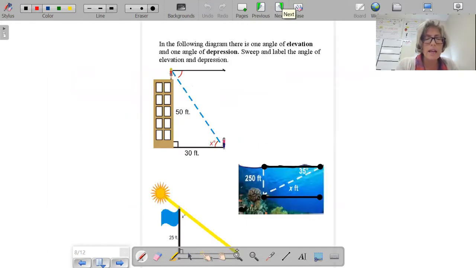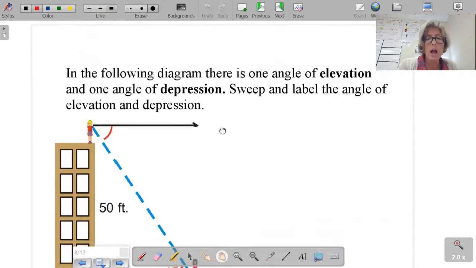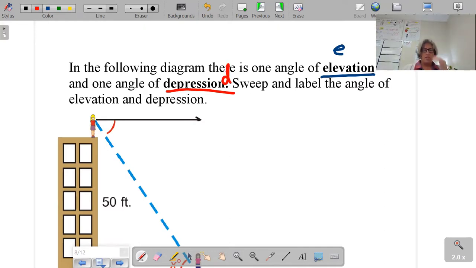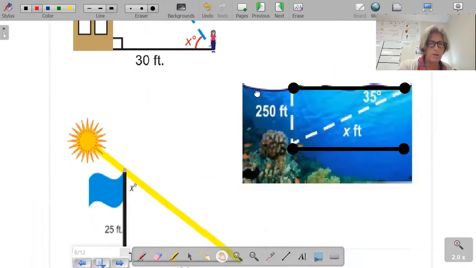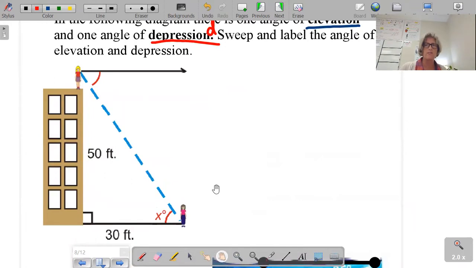So right here, I'd like you to zoom through these and mark the angle of elevation. Wherever you see an angle of elevation, mark it with an E, and an angle of depression, mark it with a D. It should only take you about 20 seconds. So that's what I'm going to count. 30 seconds. Ready? E for elevation, D for depression. Go.